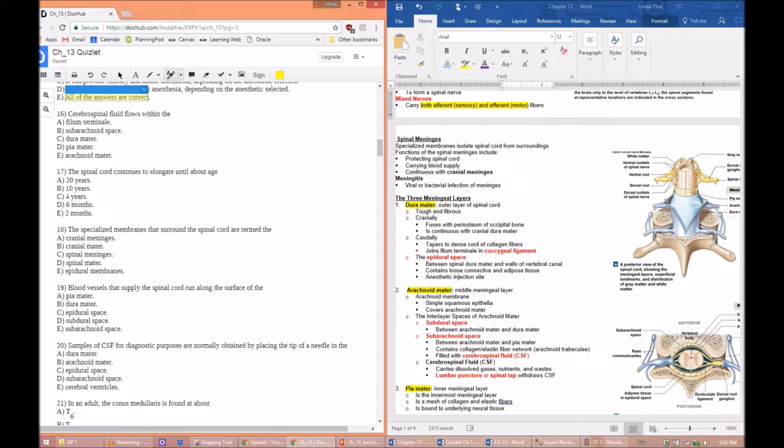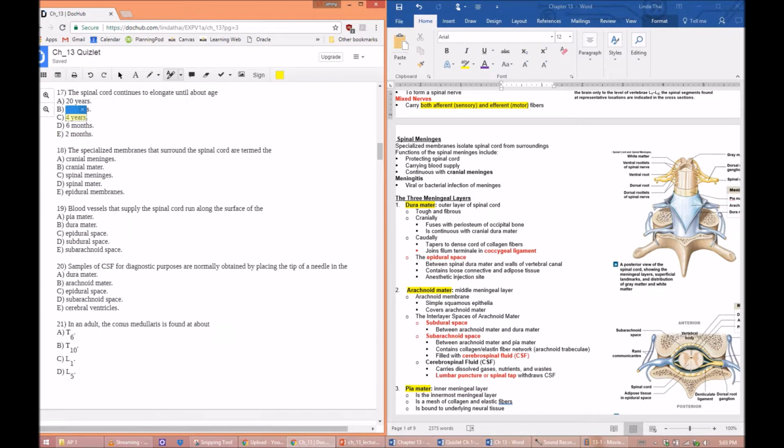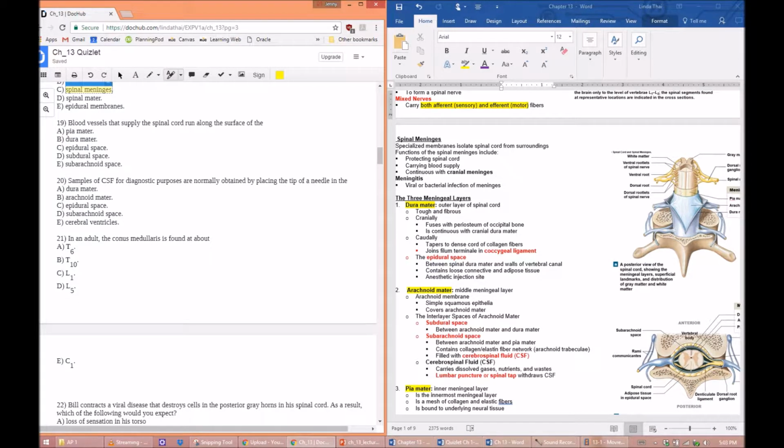For 16, cerebrospinal fluid flows within the, answer is B, subarachnoid space. The spinal cord continues to elongate until about age 4. The specialized membranes that surround the spinal cord are termed, these are going to be spinal meninges. The specialized membranes that surround the brain are going to be the cranial meninges. Blood vessels that supply the spinal cord run along the surface of the innermost layer, that's the pia mater.